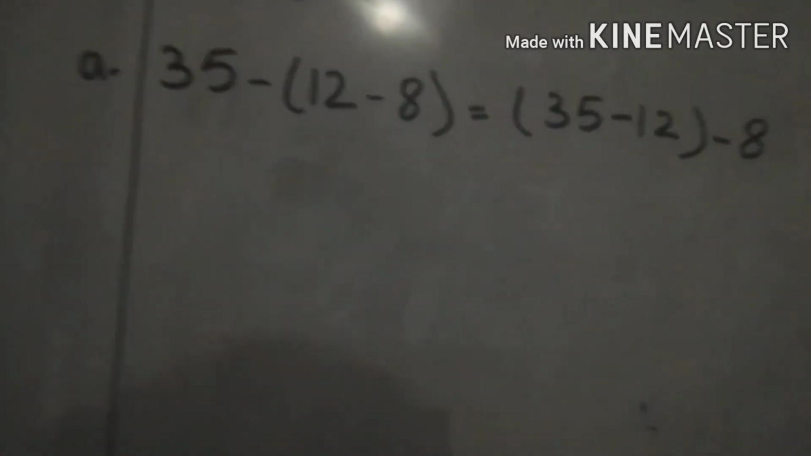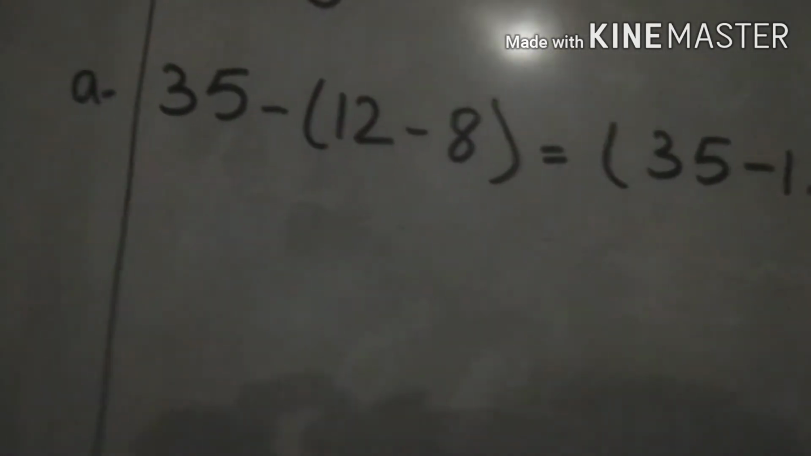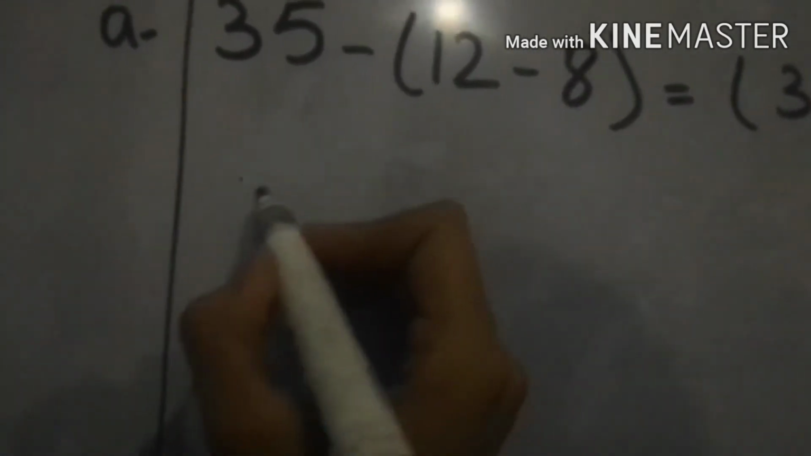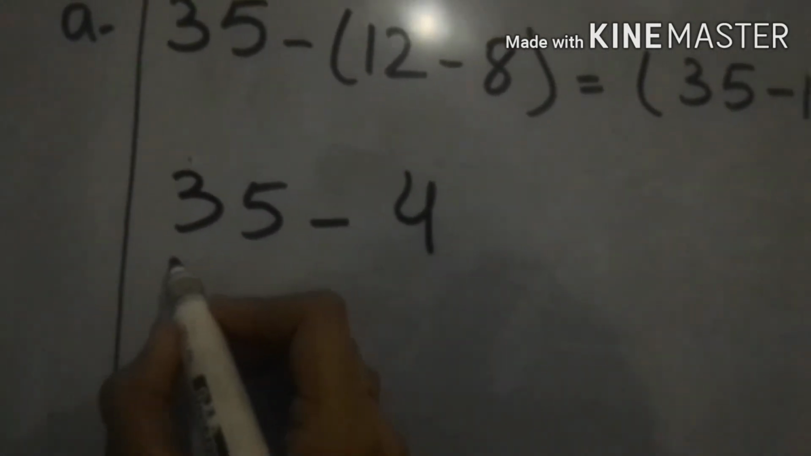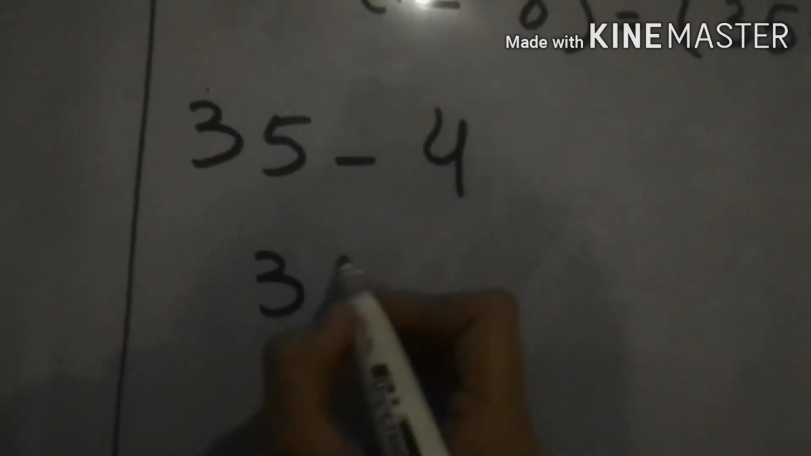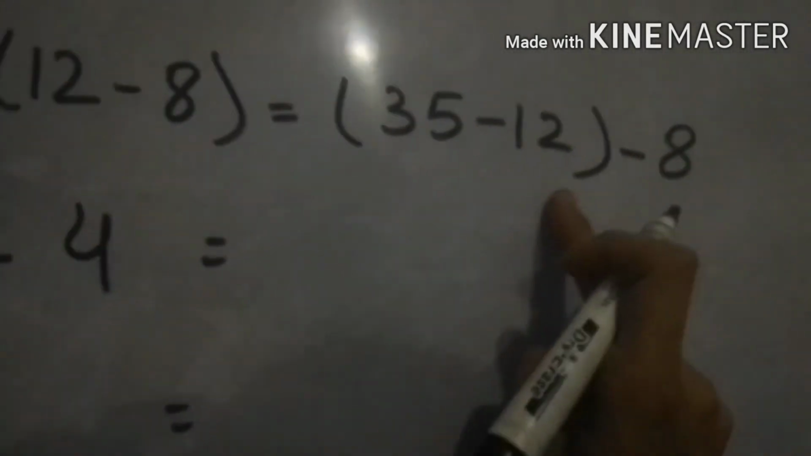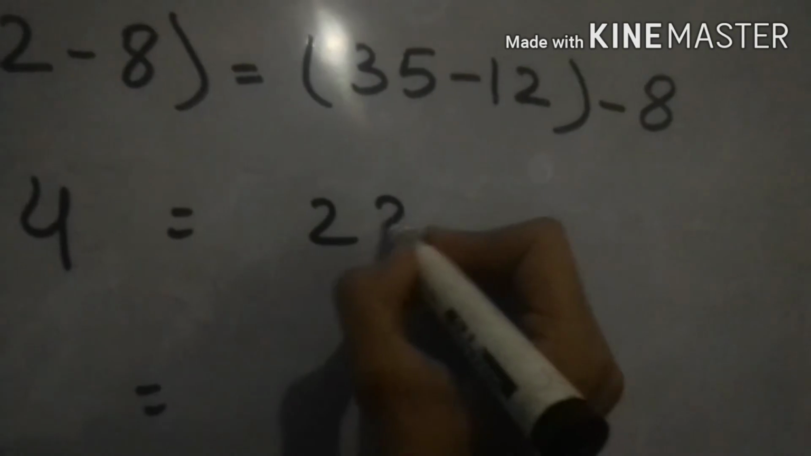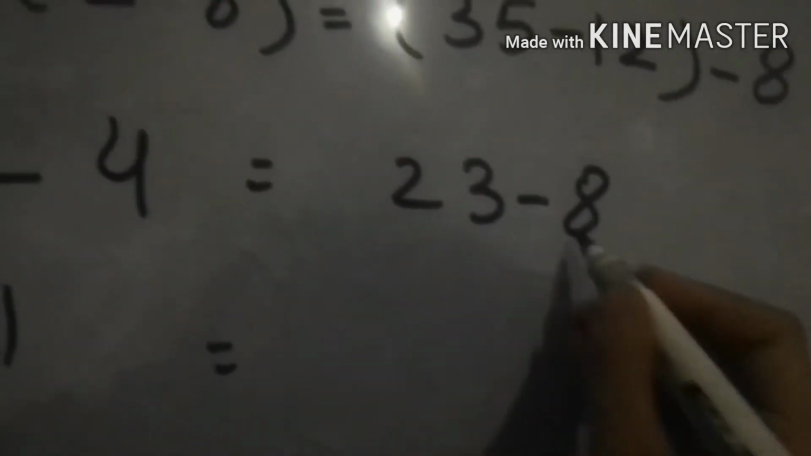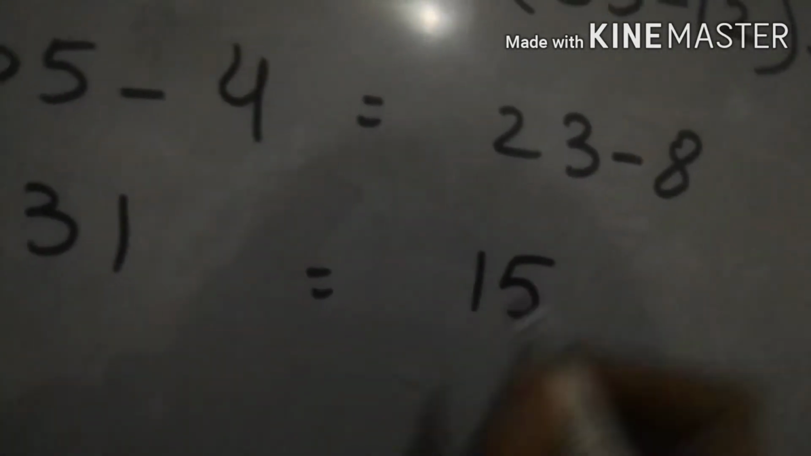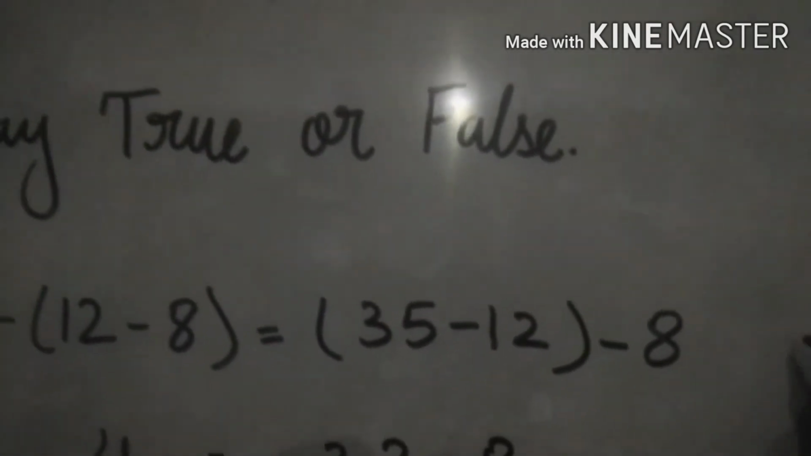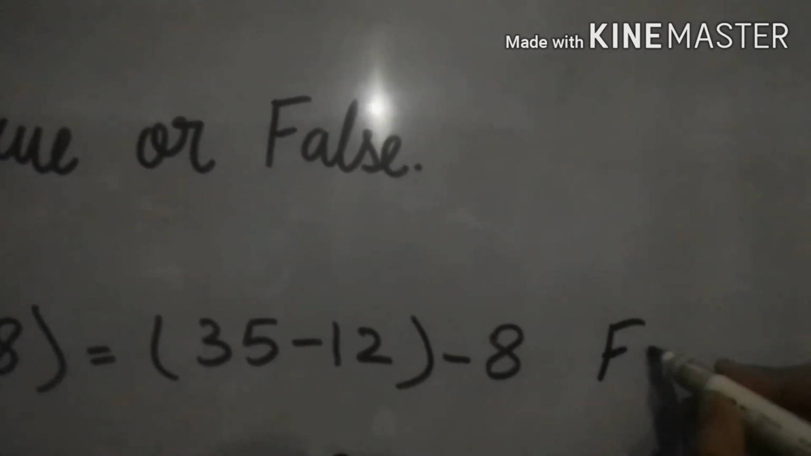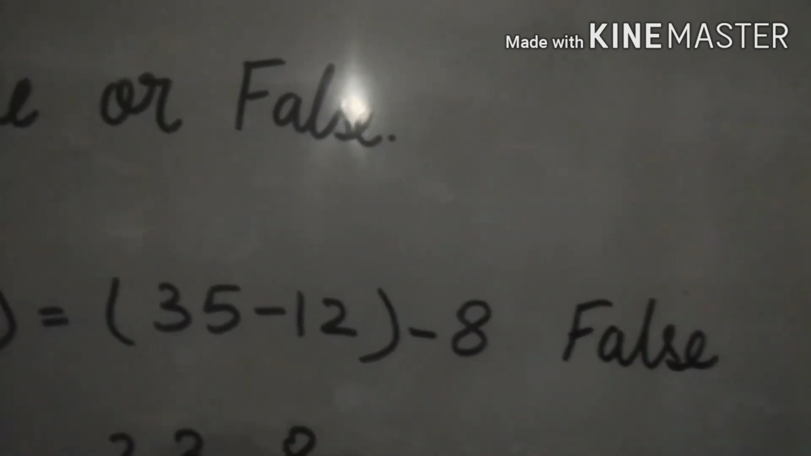We will solve this statement. First of all, we solve 12 minus 8. 12 minus 8 is equal to 4, and 35 minus 4 is equal to 31. 35 minus 12 is equal to 23. 23 minus 8 is equal to 15. The answer on both the sides is not the same, so this statement is false.